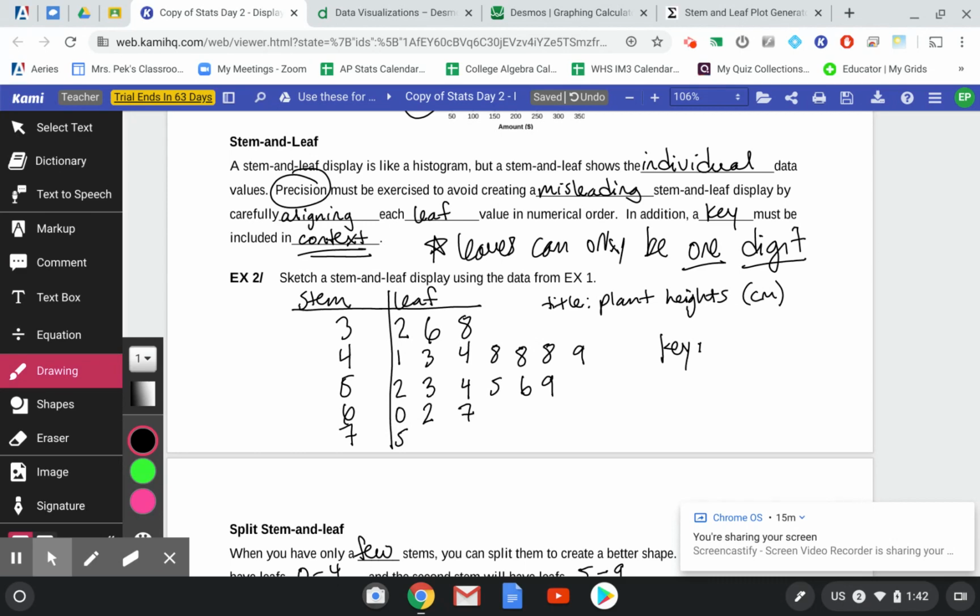I have my title. Now the key can be written in a couple different ways. My favorite way is to write it like this. You do a 3 or any number from the stems, and then a vertical line to represent the boundary between stem and leaf, and then just any number from the leaves that you have, and then you say that equals, and then you tell me what that is in context. This means 38 centimeters. So that's one way to show a key for a stem and leaf plot.